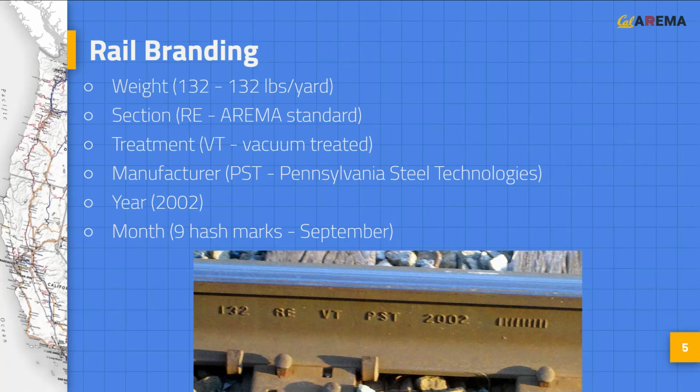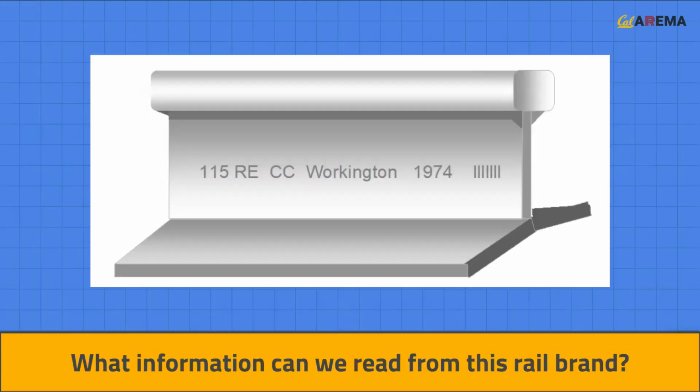Next, we can read the rail manufacturer. In this case, PST stands for Pennsylvania Steel Technologies. Finally, the year and month of production are indicated. The year is indicated directly, while the month is indicated in hash marks. For example, for this rail brand, we can determine that we have 115-pound rail, an ARIMA section, controlled cooled, Workington, Tennessee mill, and produced in July 1974.